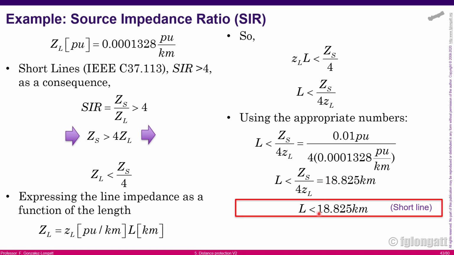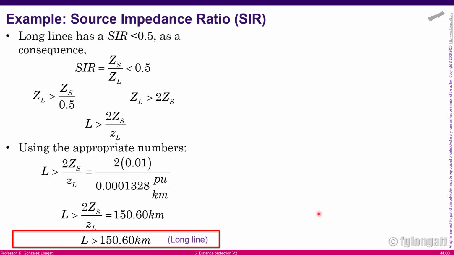Now we have that any line with a length below 18.82 kilometers, if we have a 500 kV transmission line with those very specific parameters, anything shorter than 18.82 kilometers is a short line.